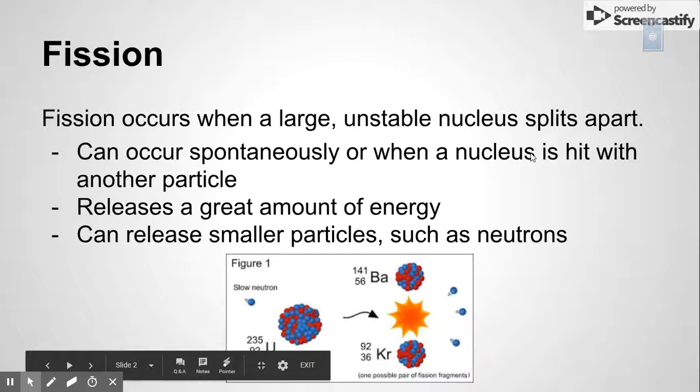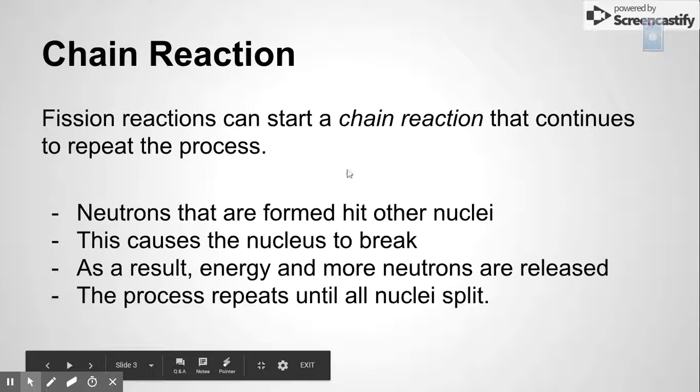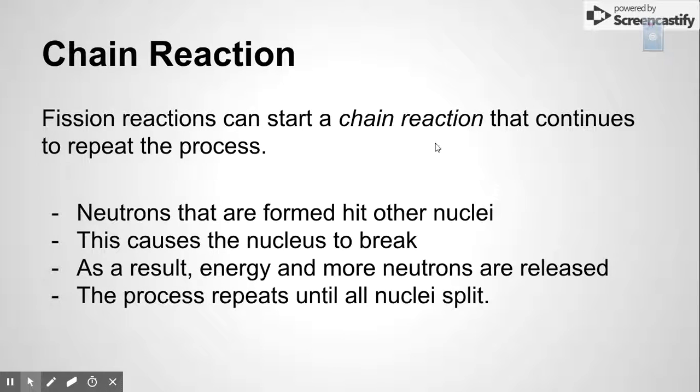One of these wouldn't hurt you if you were around it. It takes a lot of these to make a bomb. Well, there's the barium and the krypton that are formed, and 3 neutrons were produced. So that's called fission. Now, a chain reaction is what makes a bomb.